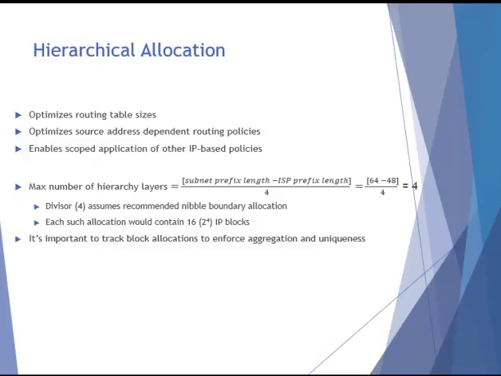Now, this divisor of 4 assumes you're using the recommended nibble boundary allocation, which is basically that each hex digit is represented by 4 bits, and assuming your ISP gives you a multiple of 4 in terms of your allocation, which is commonly the case, then you can just allocate the next 4 bits and the next 4 bits. And again, we'll talk about the mechanics in part 2 of this video, as there are several reasons for that. So each of those sub-allocations would contain 16 IP blocks if you allocate just one nibble at a time. And of course, it's important to track these block allocations to enforce aggregation and uniqueness.